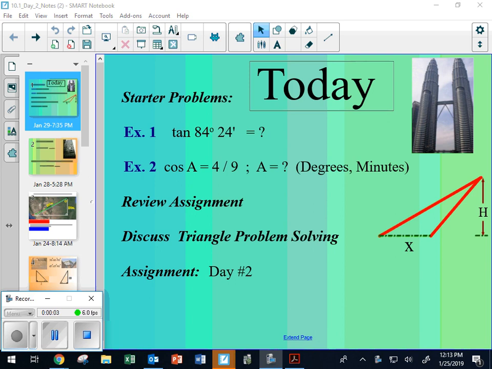Okay, so today, the first thing I got to teach you is something really pretty easy. See how that says 84 degrees? Tangent of 84, you could type that in your sleep. Super easy, right? But what about the 84 and the 24?